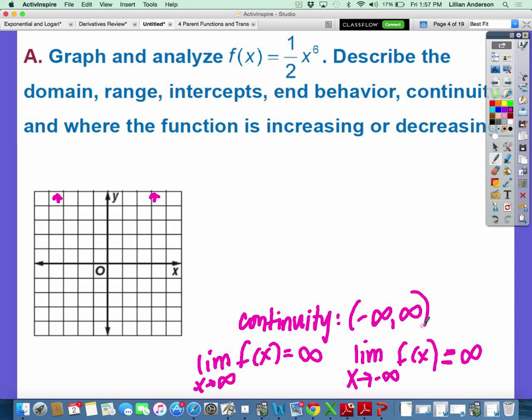What do you think? What's the best way to graph this? It's not a quadratic, so I can't do that. Pick points. Make a table. Okay? So, let's do that. Let's pick some points. Let's make a table. Which points? What are some good points? Negative 2.